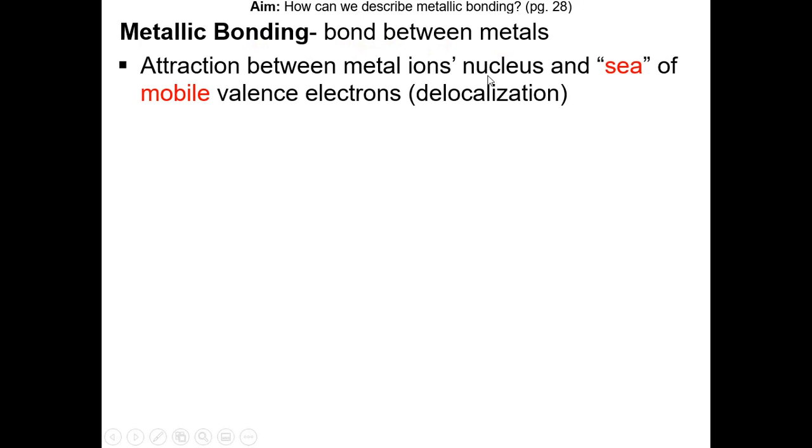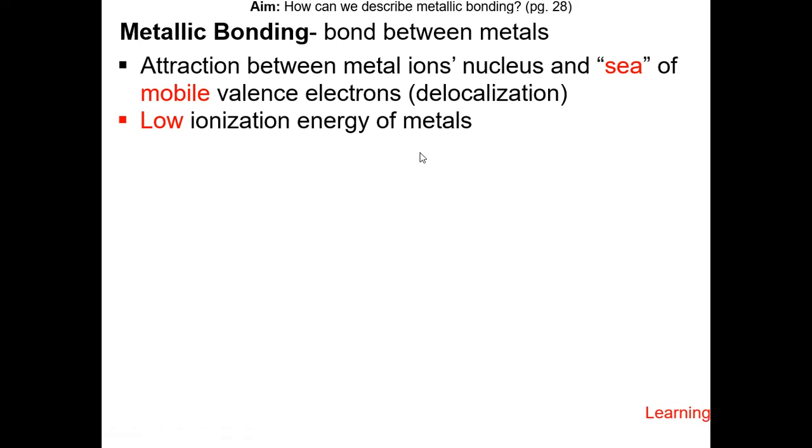Metallic bonding is the bond between metals. The attraction is between the metal ion's nucleus and the sea of mobile valence electrons. Mobile means the valence electrons are moving, they are delocalized. The reason why they're delocalized is because of the low ionization energy of the metals. It doesn't take a lot of energy for the electrons to be removed from the metal and move around.